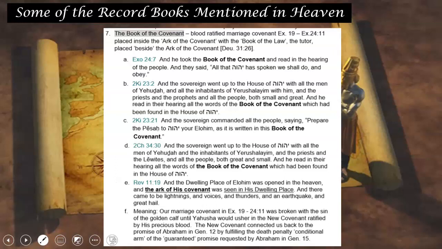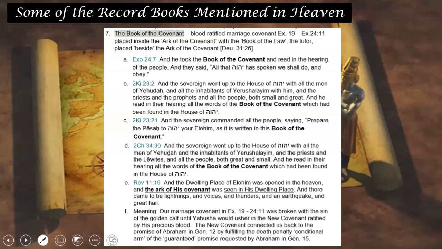And he took the book of the covenant and read in the hearing of the people, and they said, all that Yahweh has spoken we shall do and obey. In 2 Kings 23. And the sovereign went up to the house of Yahweh with all the men of Judah and all the inhabitants of Jerusalem with him, and the priests and the prophets and all the people, both small and great. And he read in their hearing all the words of the book of the covenant, which had been found in the house of Yahweh.